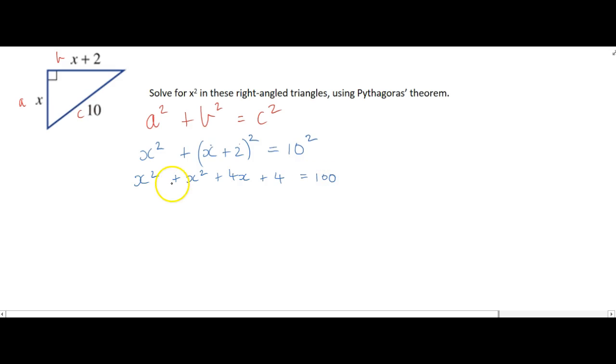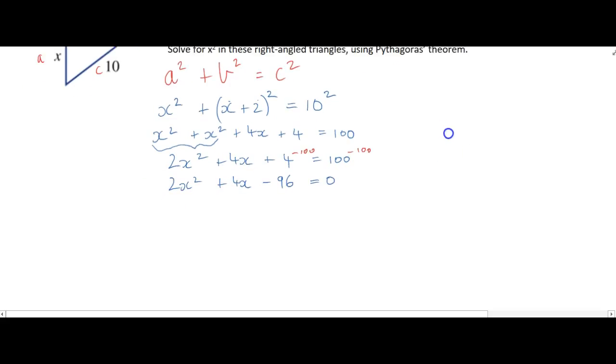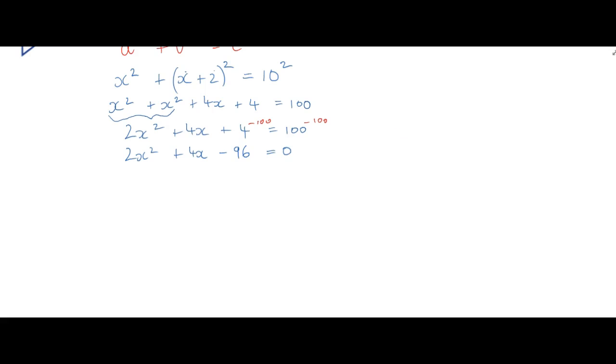Now you collect like terms. The first one here is like terms. That's 2x squared plus 4x plus 4 equals 100. I'm going to take 100 away from both sides to give me 0 on one side, which will allow me to use the null factor law in the next step. That gives 2x squared plus 4x minus 96 equals 0. Now we've got a highest common factor of 2, so take out 2 from all the terms, and we're left with a monic trinomial.